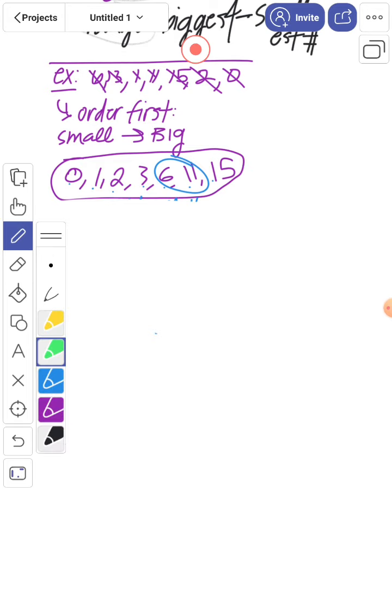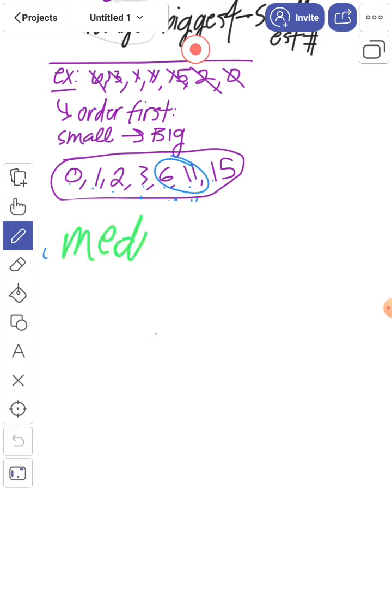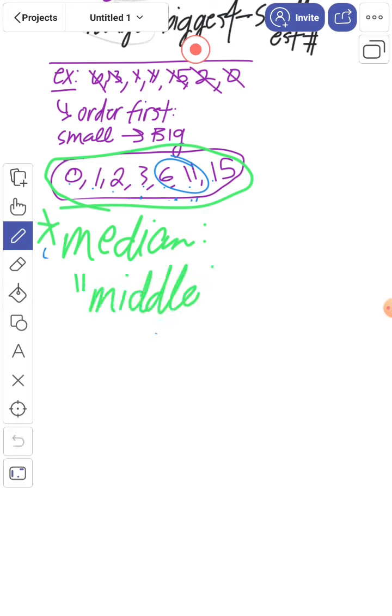So now let's do the median. The median is actually a lot easier because we've already put these numbers in order. Remember, the median is the only one where we have to put them in order to get the right answer. So if you remember, median sounds like middle. So once you put them in order, you just find the middle number.